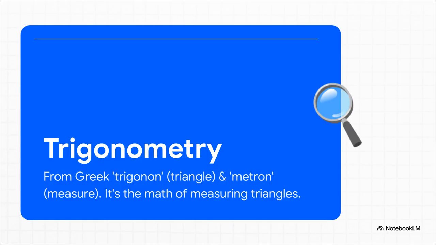The name itself is a huge clue. It comes from these two ancient Greek words, trigonon, which means triangle, and metron, meaning measure. So it's literally the science of measuring triangles. And that right there is the secret to measuring all those unreachable distances.